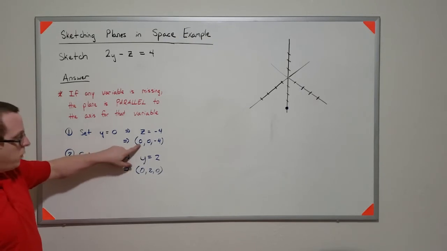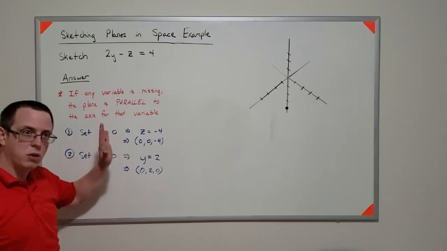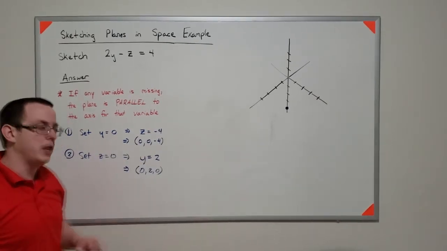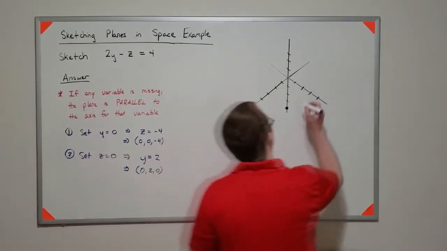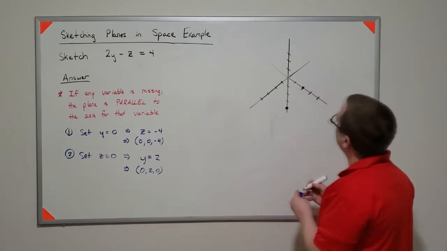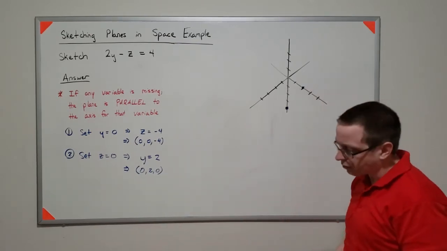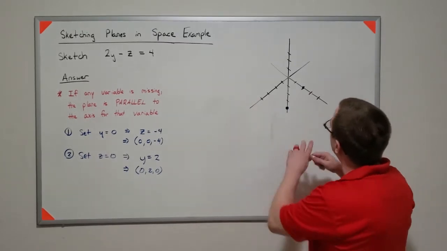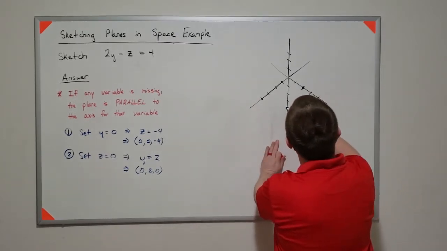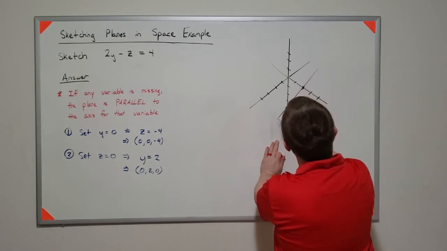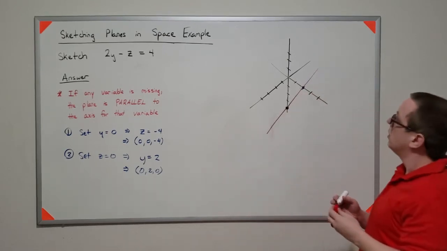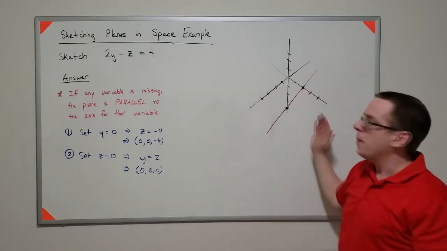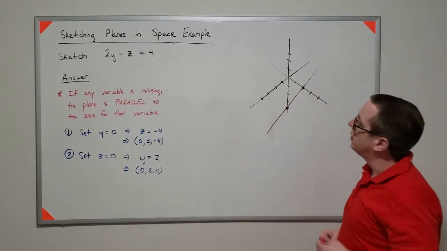Now, I didn't have to pick 0 for x here. I could have picked any number I wanted, but 0 is just kind of easy. We're already on the axes. Don't overthink it. So now I have 0, 2, 0. So let's connect these. Let's draw the line that would connect those 2 points. So that's a line that goes through x and y, but we want the plane.